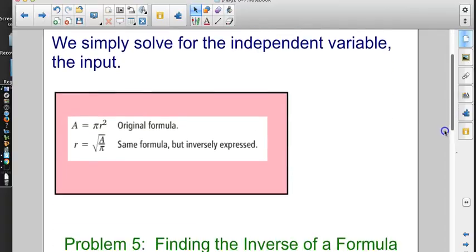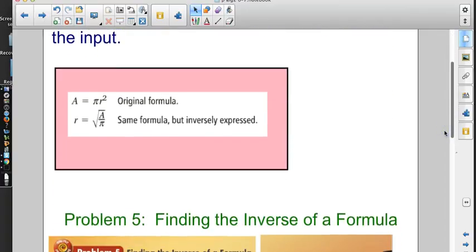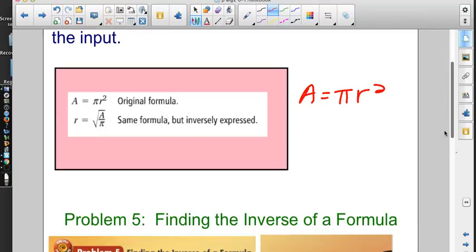And we've got a for instance here. A equals pi r squared. It's solved for A, but that's not what I want to solve for if I'm looking for the inverse. For the inverse, the only other variable I have up here is r. So I want to figure out how to get r. I'd have to divide both sides by pi, and then I'd have to take the square root. And I'd have plus or minus the square root of A over pi equals r.